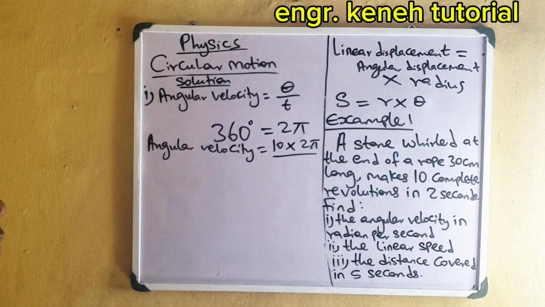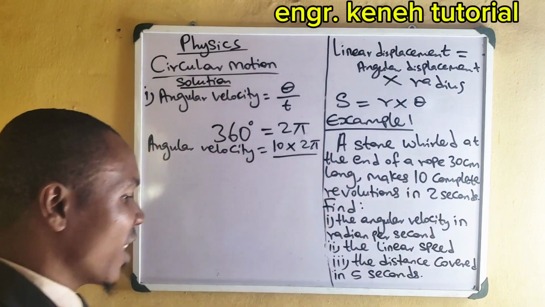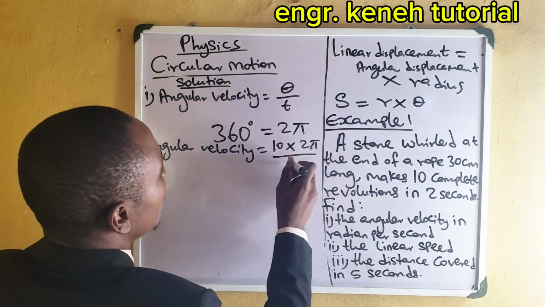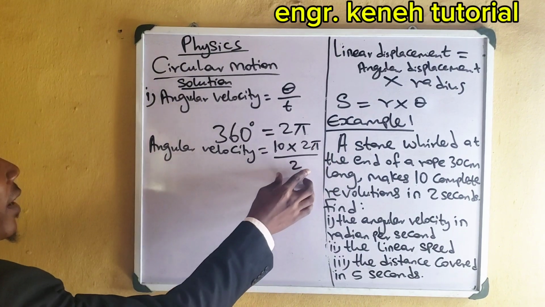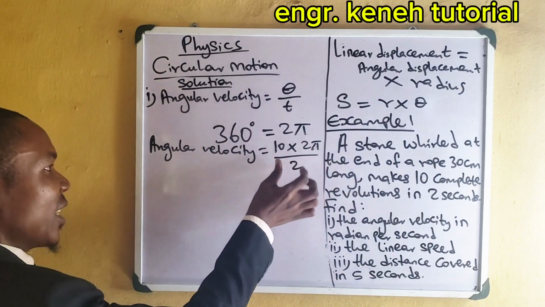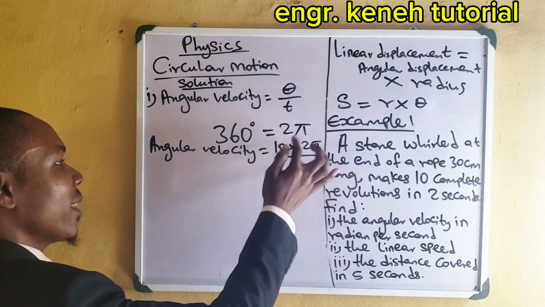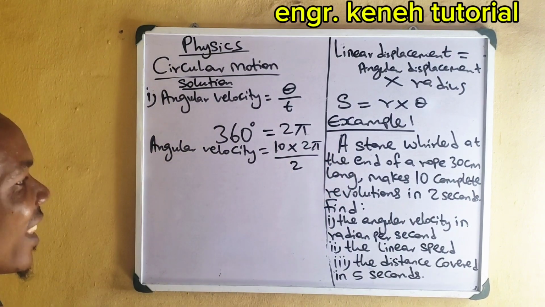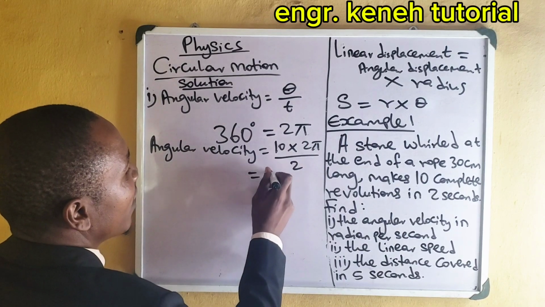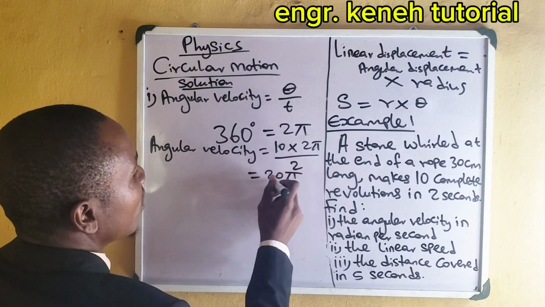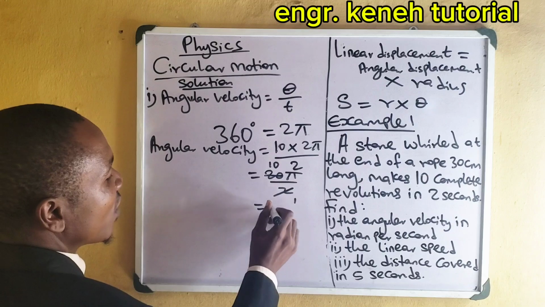When you read this question, they said 10 complete revolutions in 2 seconds. 2 seconds means the time we are talking about. So the time t gives us 2. Is it clear? 10 revolutions in 2 seconds. One revolution is equivalent to 2 pi. So 10 revolutions should be 2 pi times 10, divided by the time, which is 2 seconds. All right. When you multiply this, we have 20 pi over 2. Cancel this, and you have 10 pi.